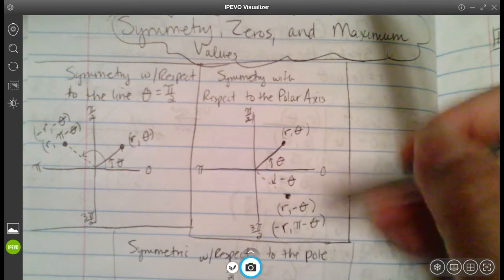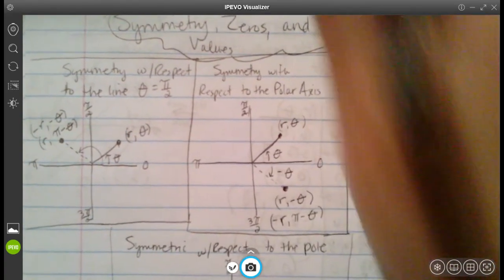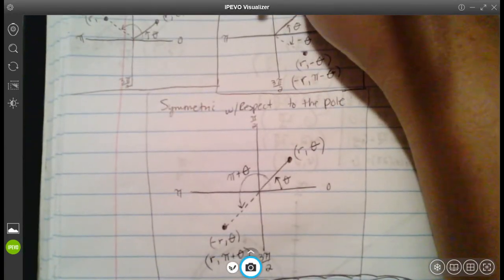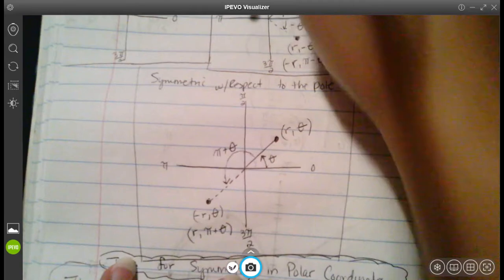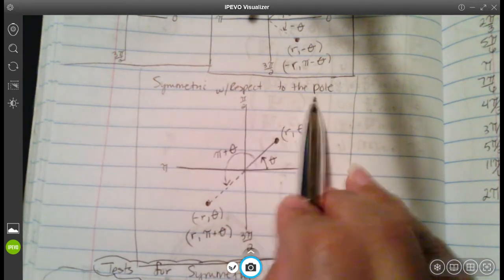So, in this case, if we go clockwise, the last one you're going to have is symmetry with respect to the pole. Remember that the pole is just like our origin. So again, there's a similar symmetry pattern, where you have odd symmetry, which is with respect to the origin. Here it's called with respect to the pole.